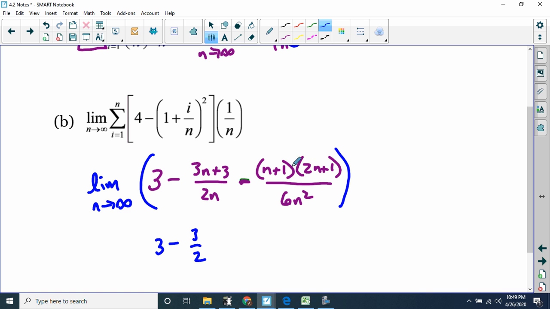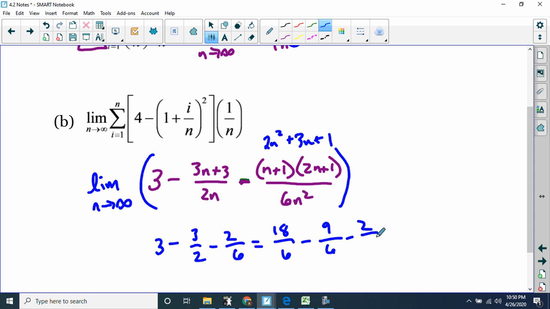This here, we at least need to think about what the highest power on the top would be. If we FOILed this out, we would get 2n squared, and then we'd have plus 3n plus 1, but that doesn't really matter. So the highest power on the top is 2, bottom is 2, so we divide the leading coefficients. We get 3, let's see here, get a common denominator. Gives us 9/6.